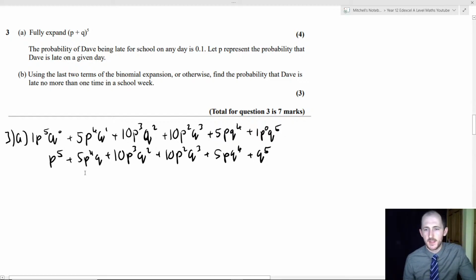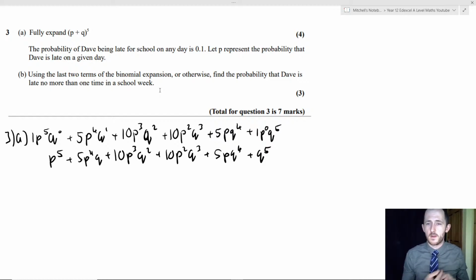So it then says using the last 2 terms of the binomial expansion or otherwise. So we're basically given that the probability of Dave being late is 0.1 and let P represent the probability. They've actually done a lot of work for us, believe it or not. Using the last 2 terms of the expansion, find the probability that Dave is late no more than one time in a week. So P is late. Okay.